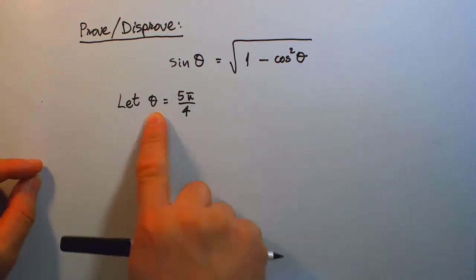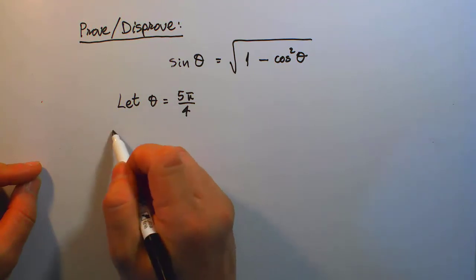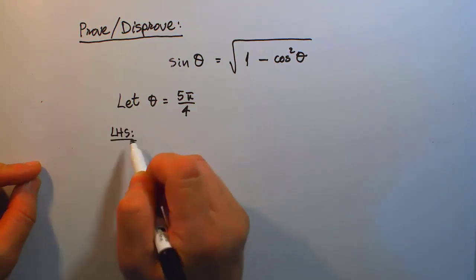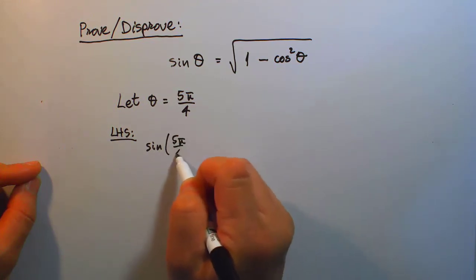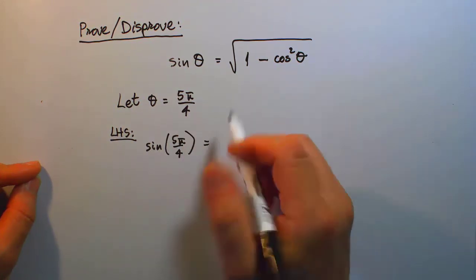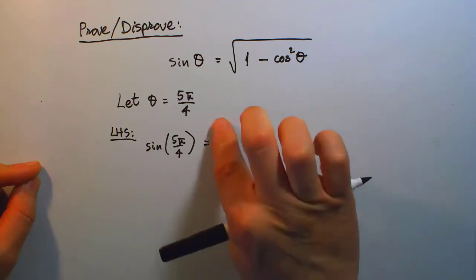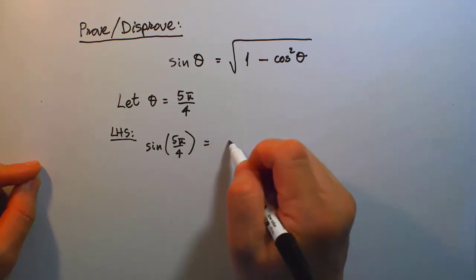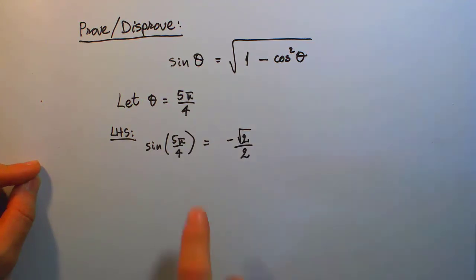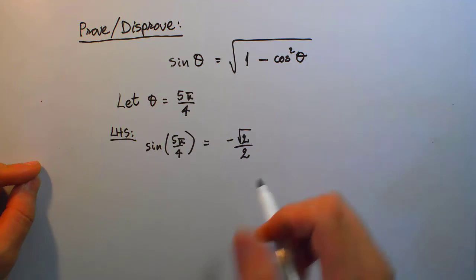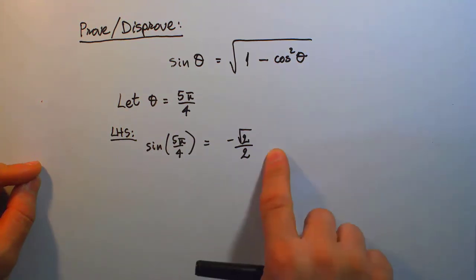So now when theta equals 5 pi over 4, the left-hand side gives me sine of 5 pi over 4, which in turn equals, this is going to be a negative square root 2 over 2. Remind yourself that 5 pi over 4 is an angle that belongs to the third quadrant. So the y value there is a negative value. And then we're done with the left-hand side.